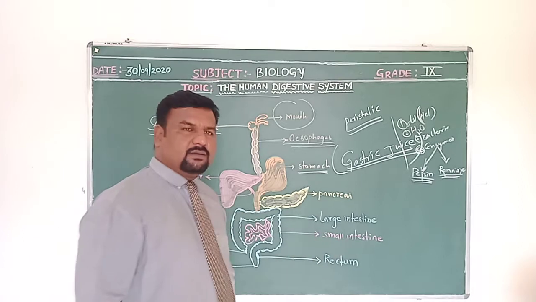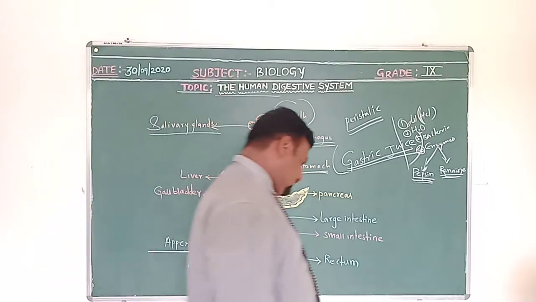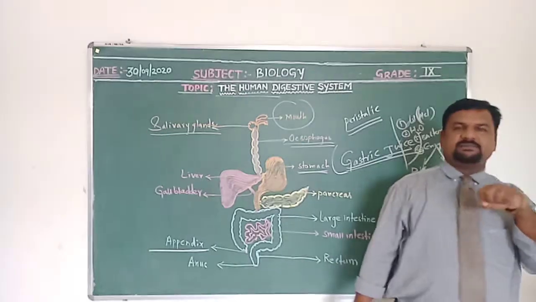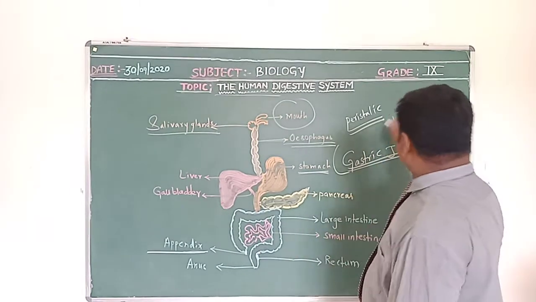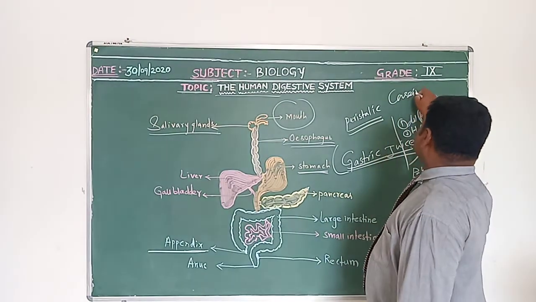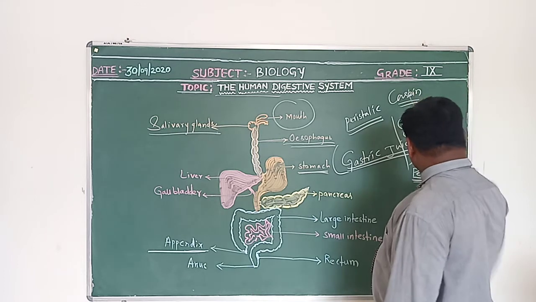Whereas renin digests only milk protein. They act on milk protein. What is milk protein? Casein. Casein is a milk protein. It is digested by renin.